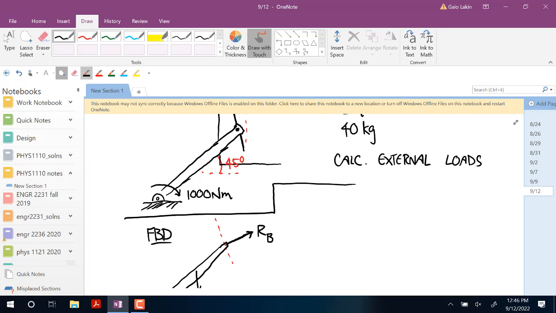So we know the direction of that force. I drew the arrow, and so the variable associated with it is just a scalar.